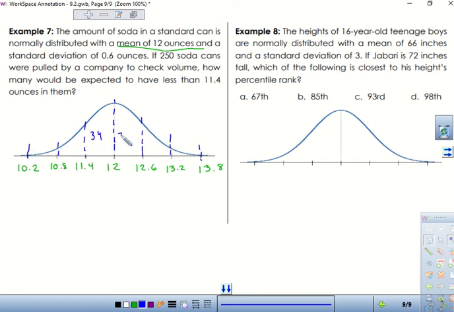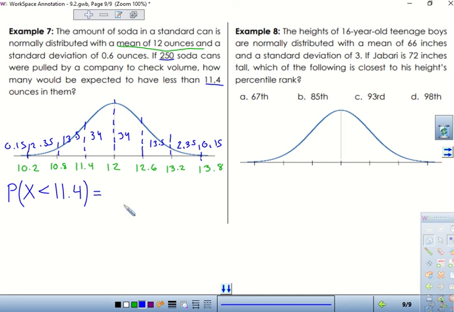So that's 34, 34, 13.5, 2.35, 0.15, 13.5, 2.35, 0.15. So, the question says, if 250 soda cans were pulled by a company to check volume, how many would be expected to have less than 11.4 ounces in them? So we want the probability that a can has less than 11.4 ounces.